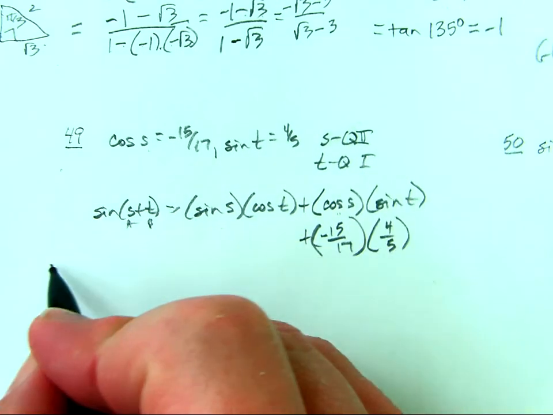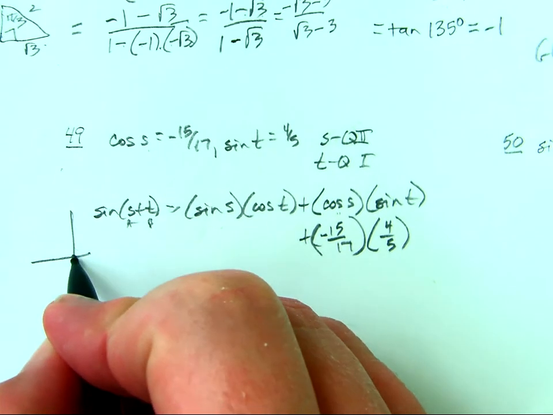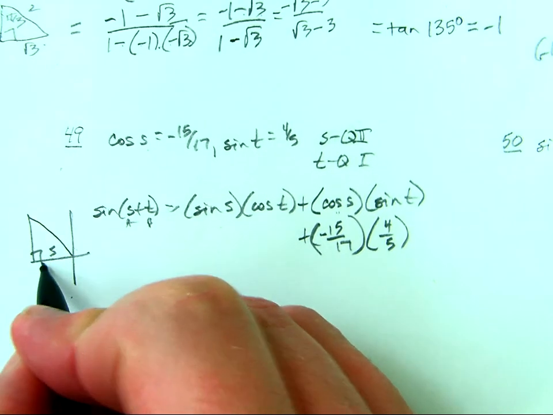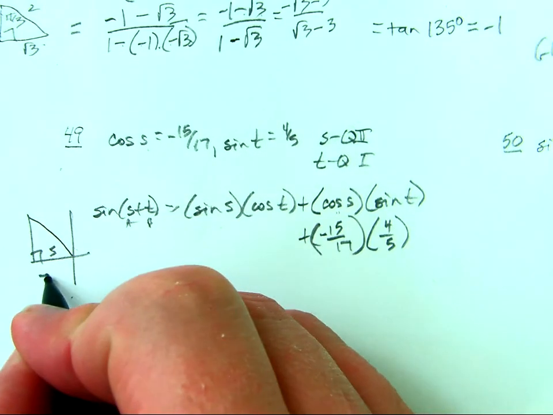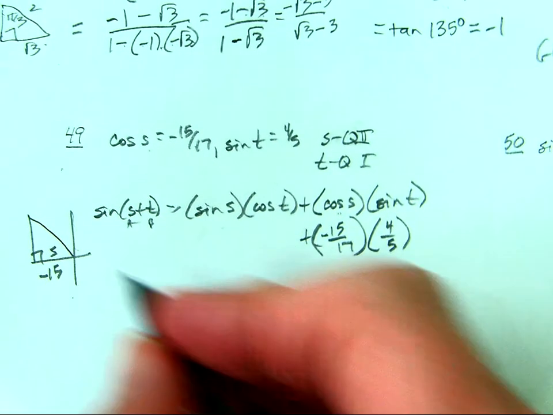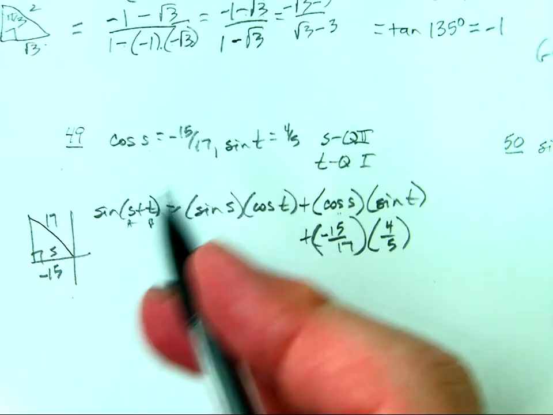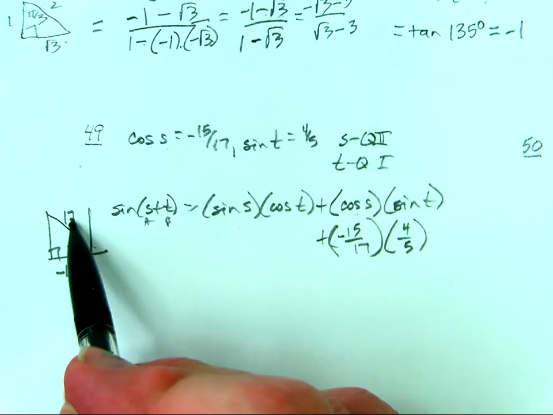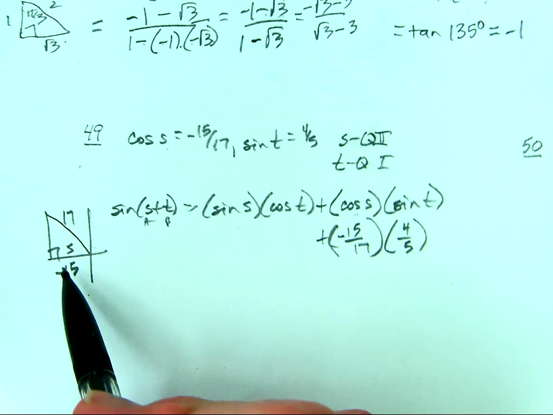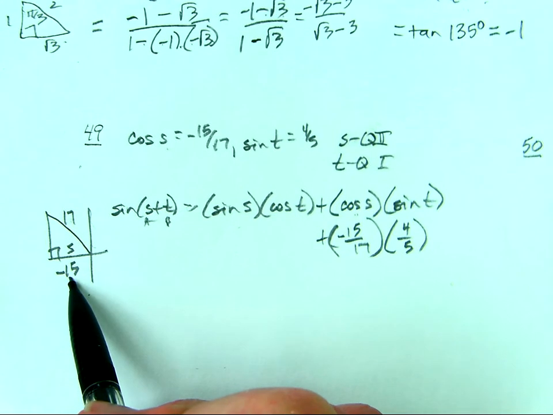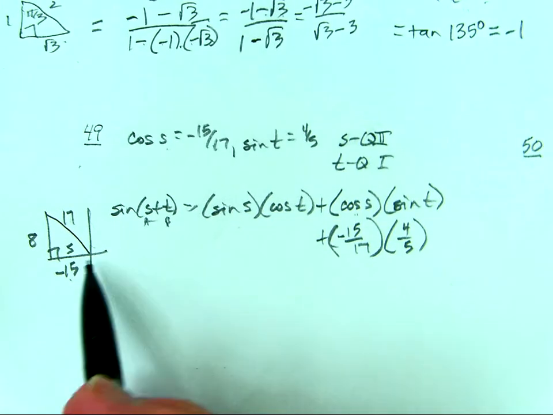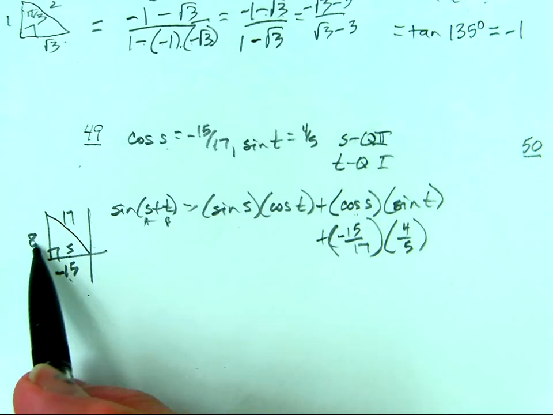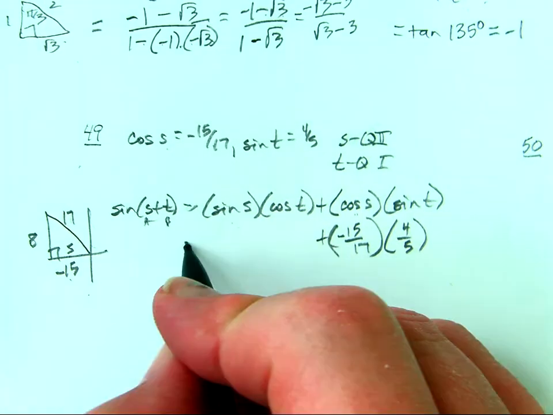It says s is in quadrant 2. So let's draw s over here in quadrant 2. The cosine of s is negative 15, so the adjacent's negative 15, the hypotenuse is 17. Well, 17 squared is 289, minus 15 squared, which is 225, that gives you 64. So this side is 8. So now for s, the sine of s is 8/17. So we can plug that in.